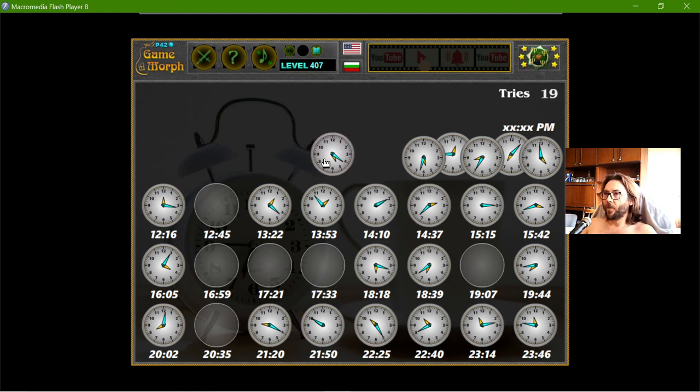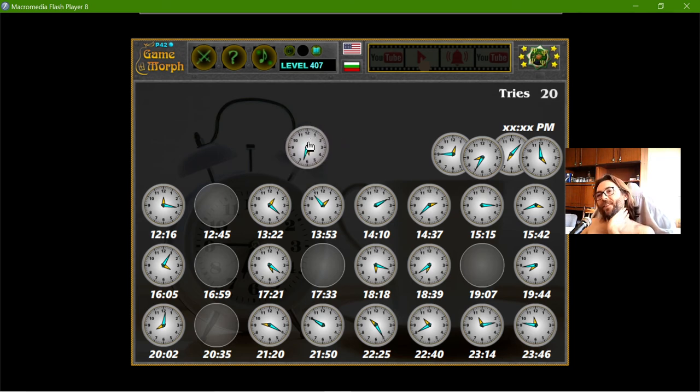Okay, 20 past 5, 5 is 17, 21, okay, 17:21 o'clock. Well, nobody says 17:21 o'clock. Okay, this is almost half past 5. Where is 5? 5 is 17:33.